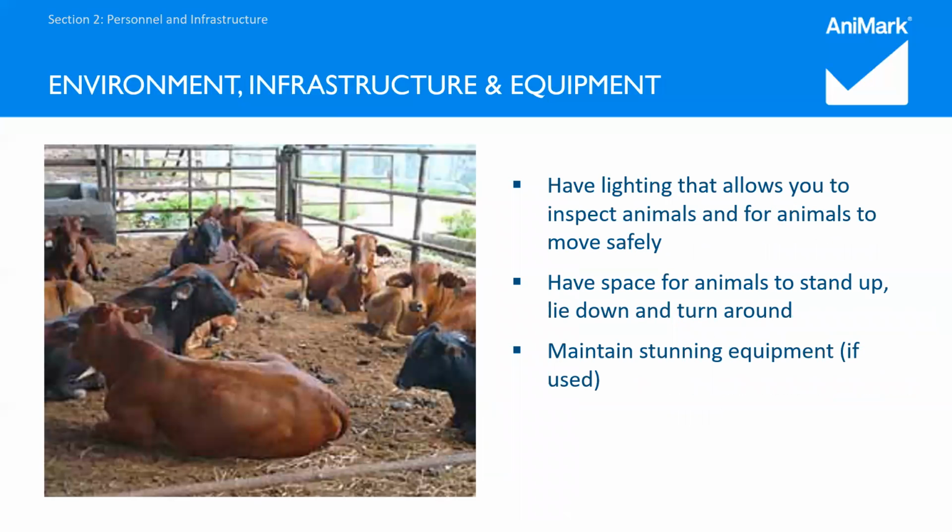Lighting must be adequate to allow for the visual inspection of livestock and also allow for the safe and calm movement of animals. Pens or holding areas must allow animals to stand up, lie down, and turn around at all times. We have noted that equipment used each day should be maintained. In particular for abattoirs that use stunning equipment, it should be cleaned each day it's used and maintained regularly to ensure it's in working condition.